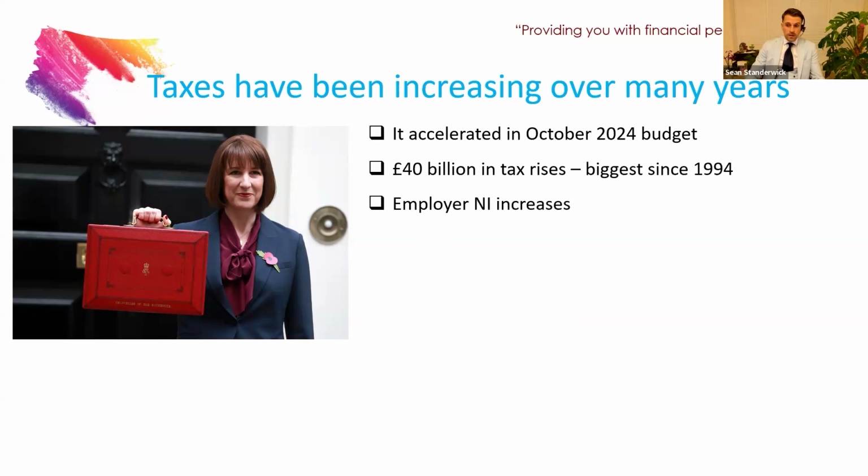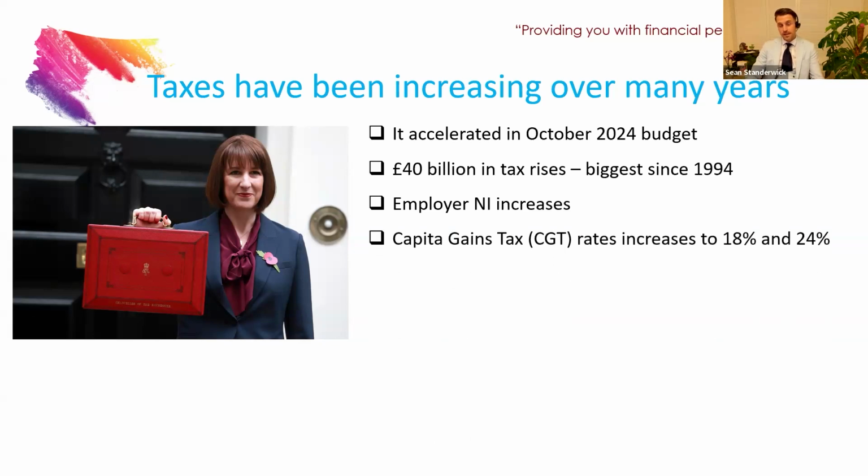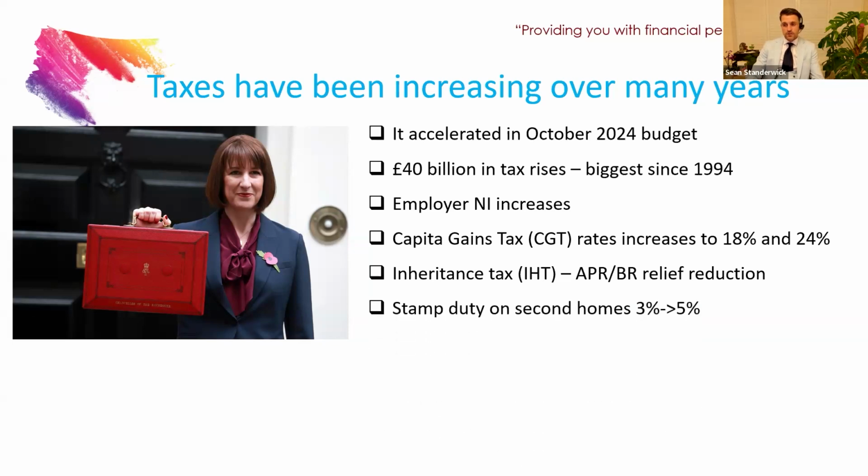Some of these have been employer NI, national insurance increases, capital gains tax, so that increases basic rate taxpayer from 10% to 18%, as a higher rate taxpayer from 20 to 24%. Inheritance tax, so that has also changed in that now that you've heard about the agricultural relief, there's been a lot of news on that, but there's also business relief. There's been a reduction. There's a cap on that. Up to 1 million gets 100% relief. Anything over that gets 50%. Stamp duty on second homes, so that's increased from 3 to 5%. VAT has been added to school fees as of January 2025.